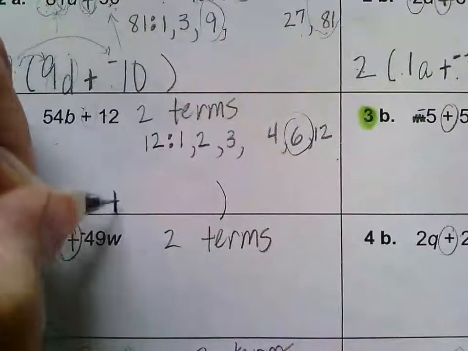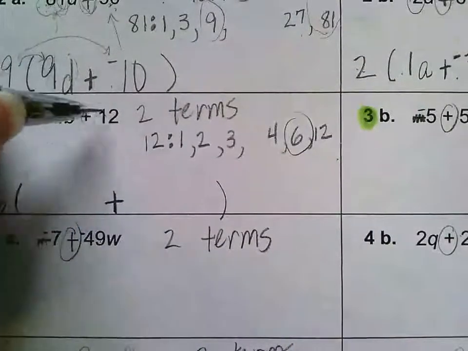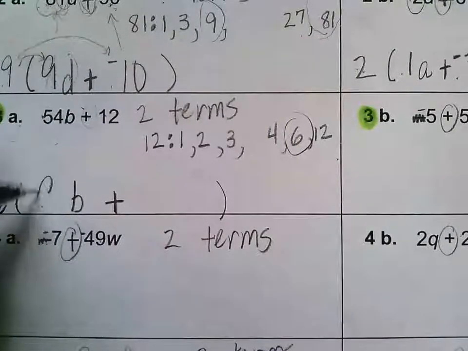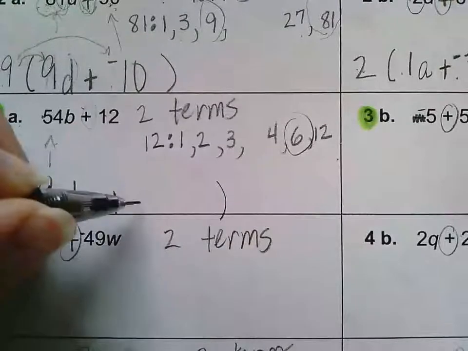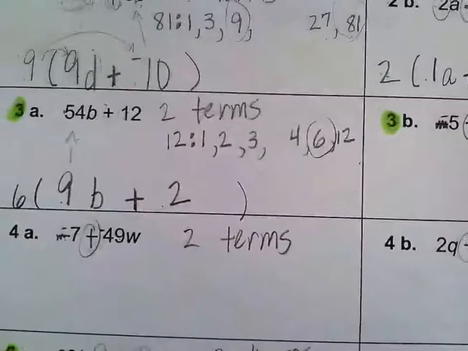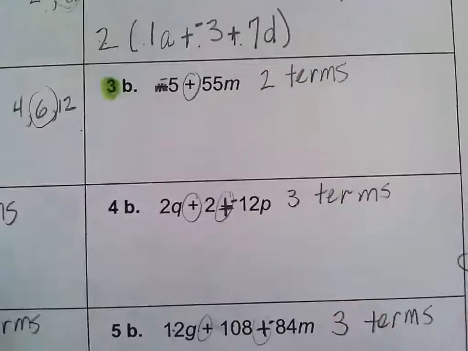I have one plus sign. I have no negatives. Bring down my variable. 6 times 9 is 54. 6 times what gives me 12? That's 2. Done. Next one.